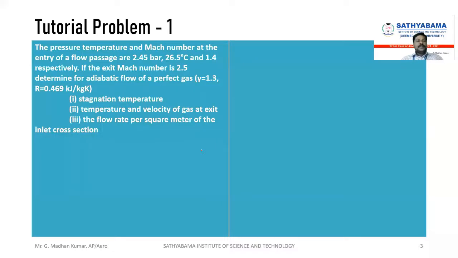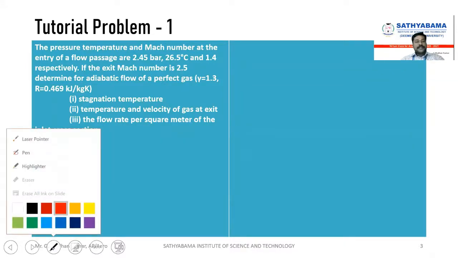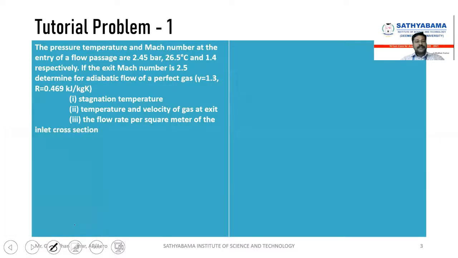So this is problem number 1. In total we are going to discuss 5 problems, and this is your problem number 1. The pressure, temperature and the Mach number at the inlet of the flow passage are 2.45 bar, 26.5 degrees Celsius and 1.4. The exit Mach number is 2.5, so it increases. And then determine, for adiabatic flow of a perfect gas, certain parameters.